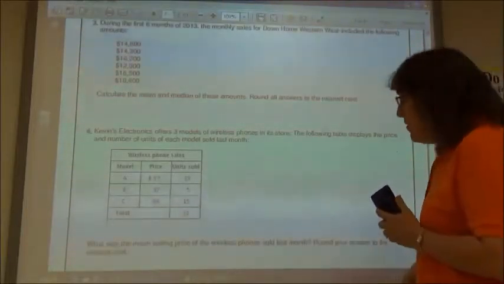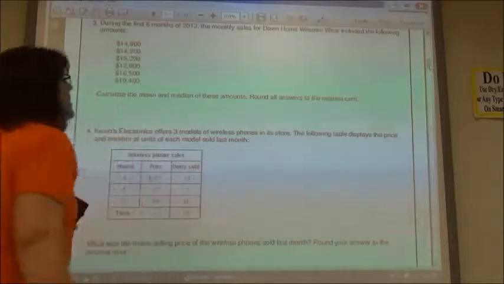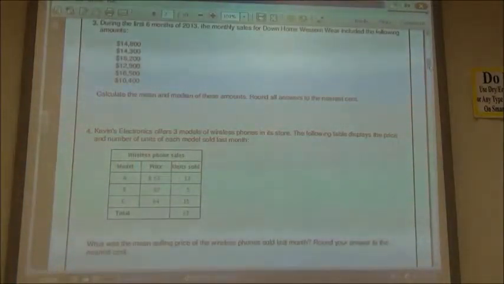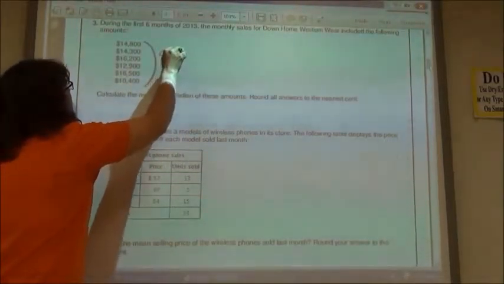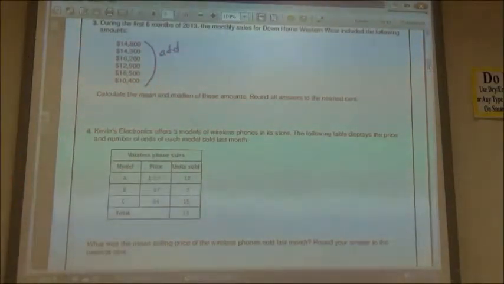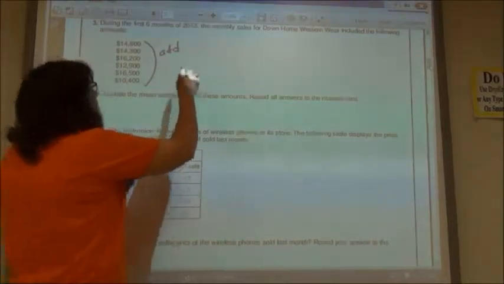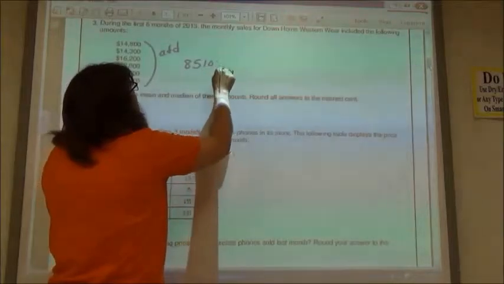Number 3, same kind of thing. During the first 6 months of 2013, the monthly sales for Down Home Western Wear included the following amounts. Calculate the mean and the median. So if I'm going to do the mean, I have to start by adding. Add all those up. 14,800 plus 14,300 plus 16,200 plus 12,900 plus 16,500 plus 10,400.